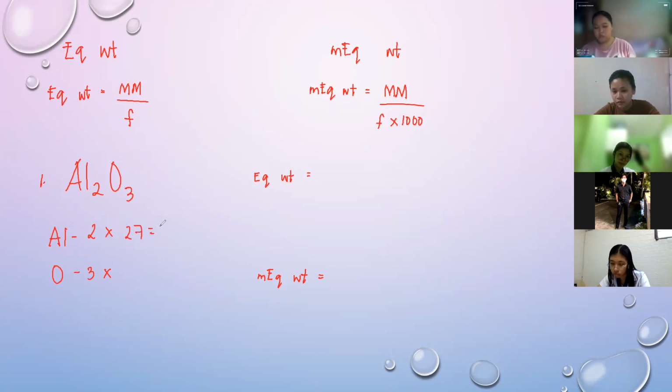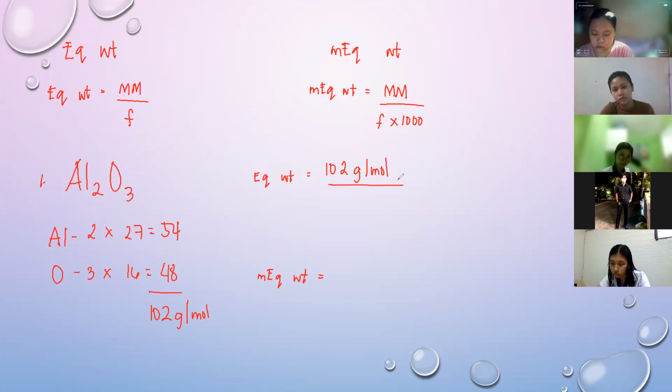Okay, 27 times 2 is 54. This is 16. 48 plus 54 is 102. Okay, 102 grams per mole. Let's start with the equivalent weight. 102 grams per mole divided by the F. What is the F? Ang F nito? 3 po. 3, ma'am. 3? This is aluminum oxide. Opo. 2, ma'am. Take note.